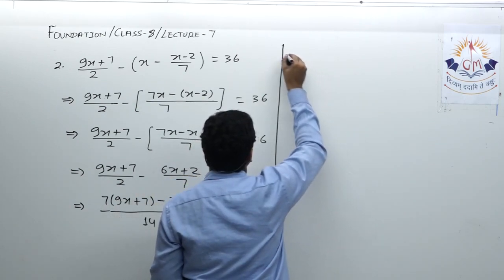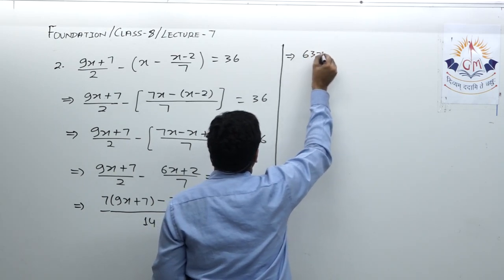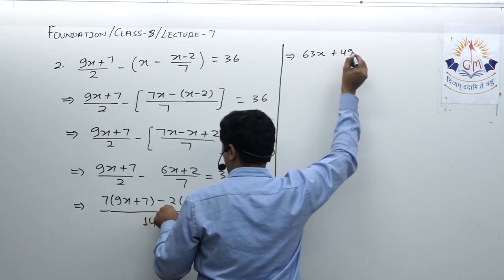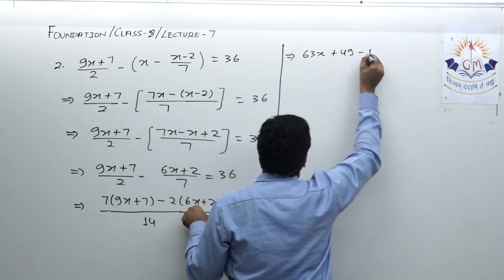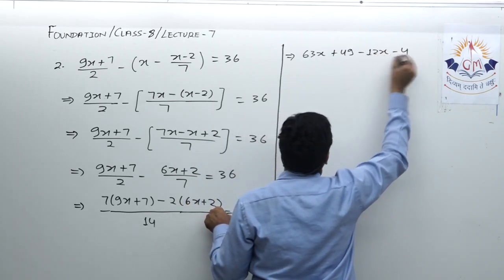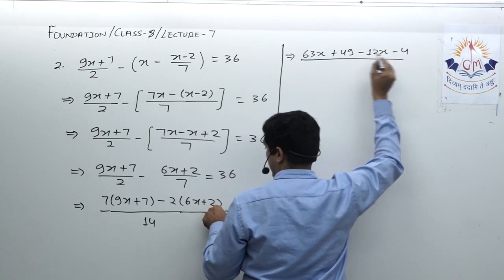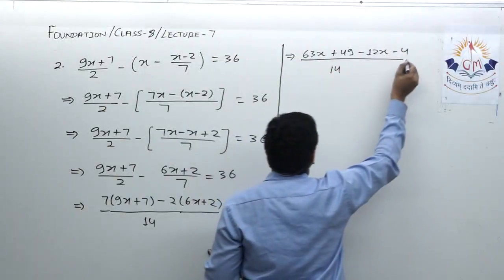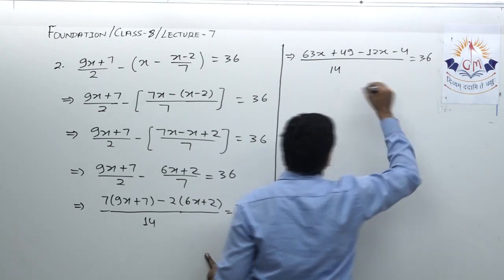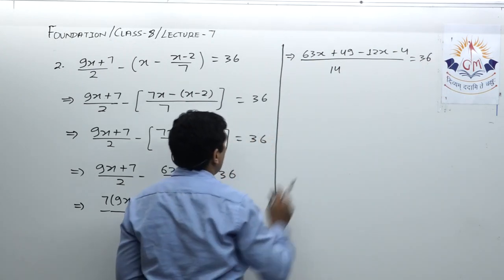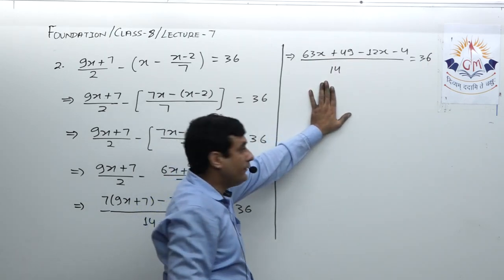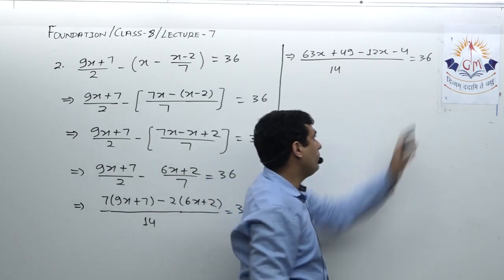Seven into 9 is 63x, plus 7 into 7 is 49, minus 2 into 6 is minus 12x, then 2 into 2 is 4, so minus 4, divided by 14 is equal to 36. So now, in the next step, I will take this 14 over there. First of all, I will check if, after simplification, it is possible to divide by 14, then I will simplify. Otherwise, I will take 14 on that side.